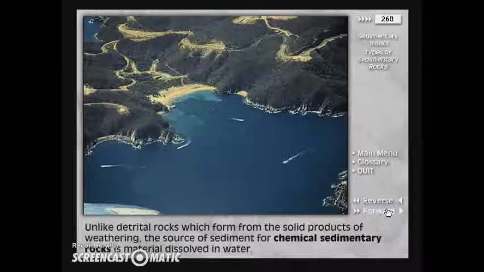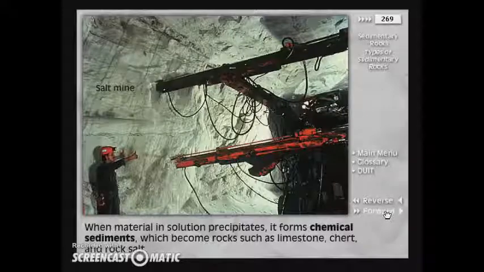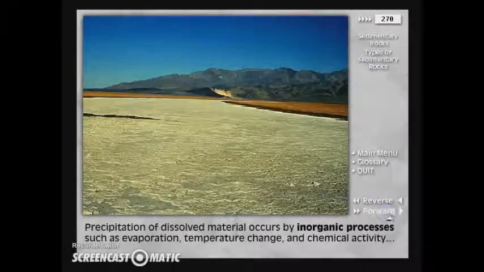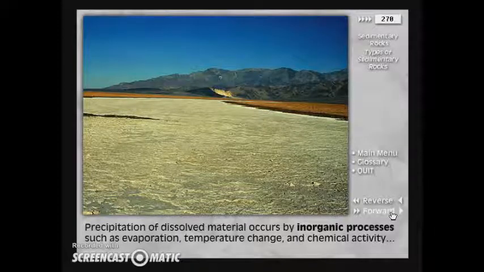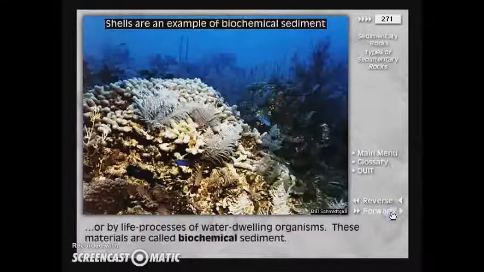Unlike detrital rocks, which form from the solid products of weathering, the source of sediment for chemical sedimentary rocks is material dissolved in water. When material in solution precipitates, it forms chemical sediments, which become rocks such as limestone, chert, and rock salt. Precipitation of dissolved material occurs by inorganic processes such as evaporation, temperature change, and chemical activity, or by life processes of water-dwelling organisms. These materials are called biochemical sediment.